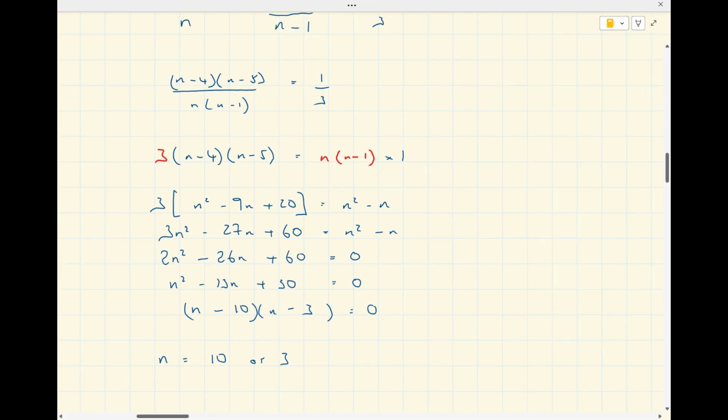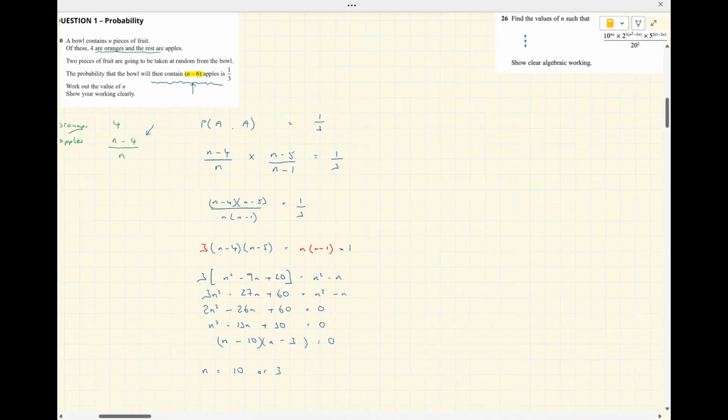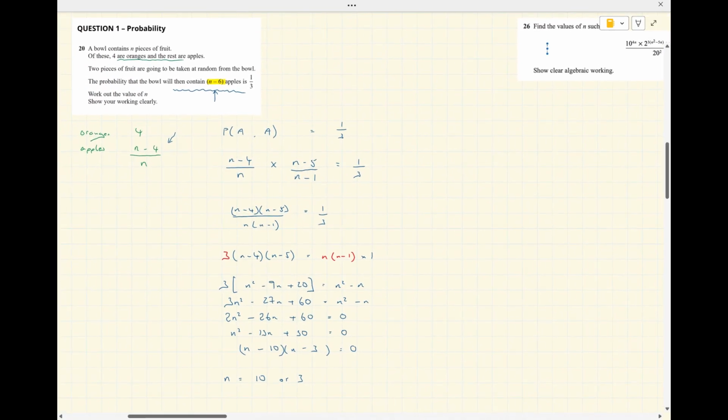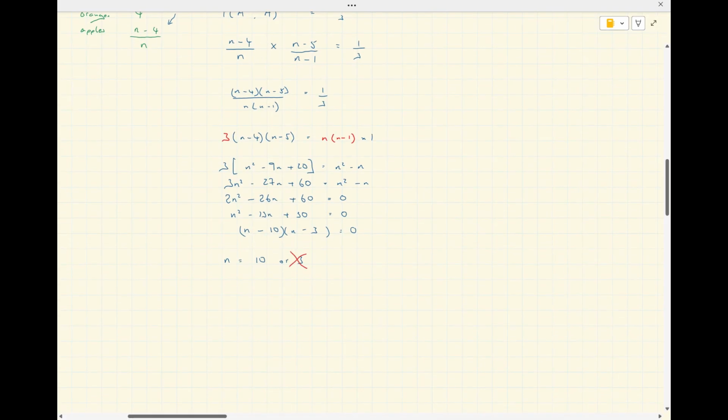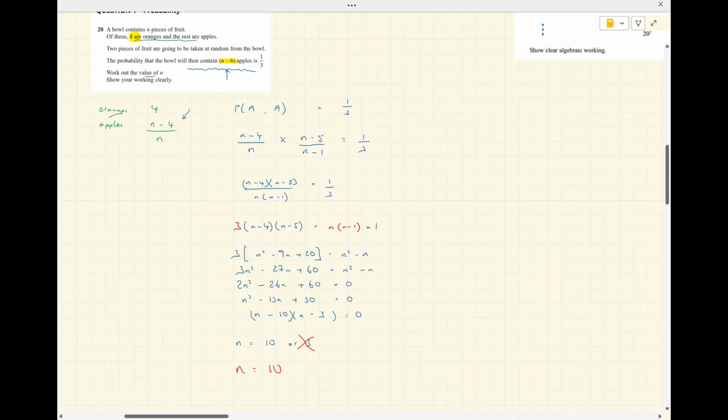Now, before we finish off, let's look back at the question. The question says, work out the value of n, singular. So clearly, either 10 or 3 is not right. One of them is going to be an impossible answer. If you look at the top here, do you see how it says 4 of the pieces of fruit are oranges? Well, in that case, the number of pieces of fruit in the bowl can't possibly be 3. So the only answer which is valid is that n equals 10. And that is question 1 complete.